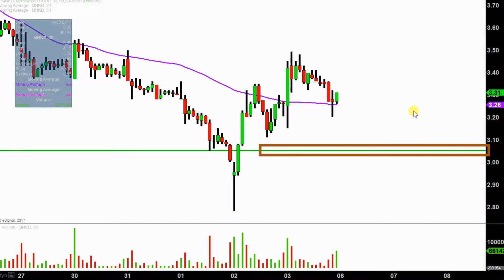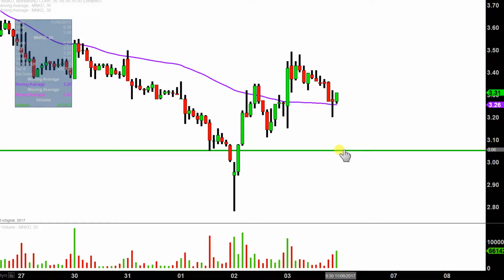Why is that level so important? Well, I'm not going to beat that dead horse. You can just go back and watch the video from November 2nd if you want, or you can just trust me that, yeah, from the big picture perspective, that green line down there is important for the chart, and that's currently valued right at the 3.05 mark.